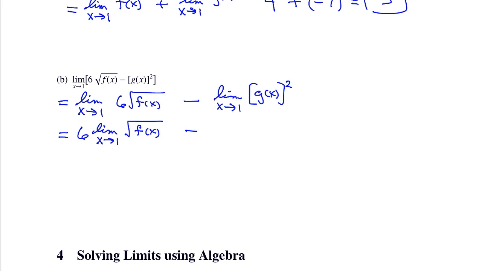On the right side, we have g squared. I can move the limit inside the square. I'll do one more thing before I evaluate, and that is move the limit inside the square root.